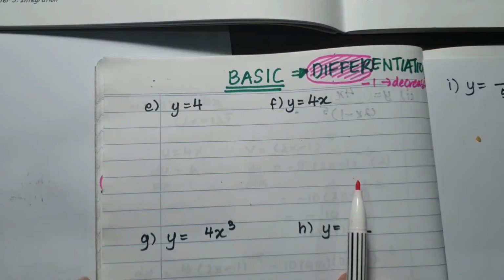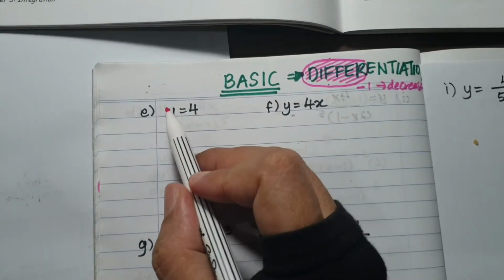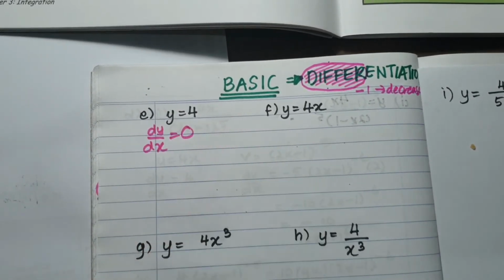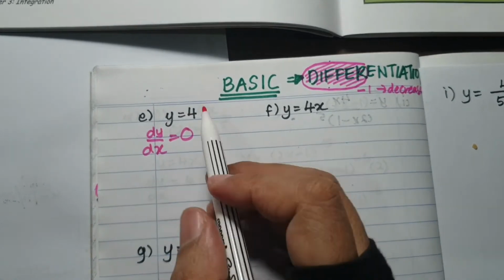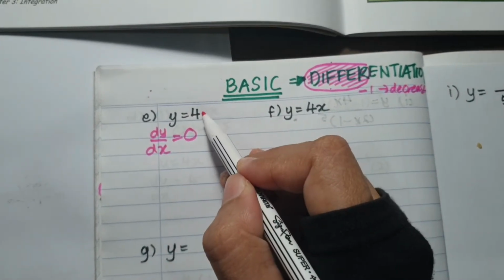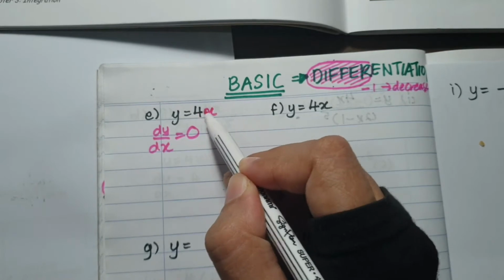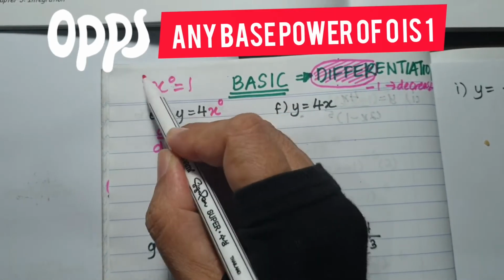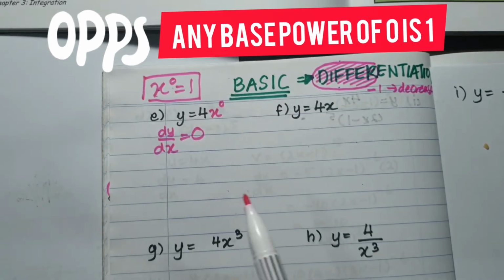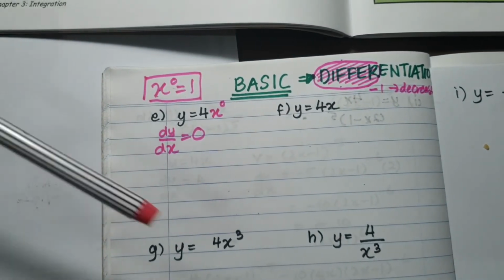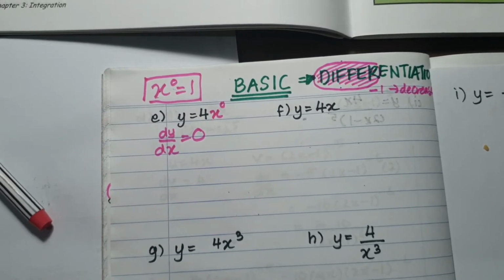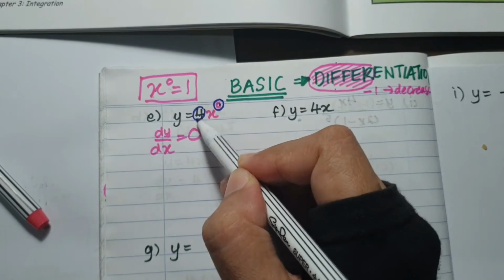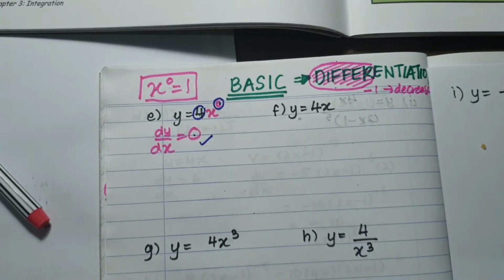Differentiation of any constant is always 0. Why is it 0? Because actually this is 4x power of 0, and any base power of 0 is always 1. So the basic concept of differentiation, bila you nak differentiate, you kena buat apa? Multiply the index to the front. 0 times 4 is 0. That's why the result is always 0.